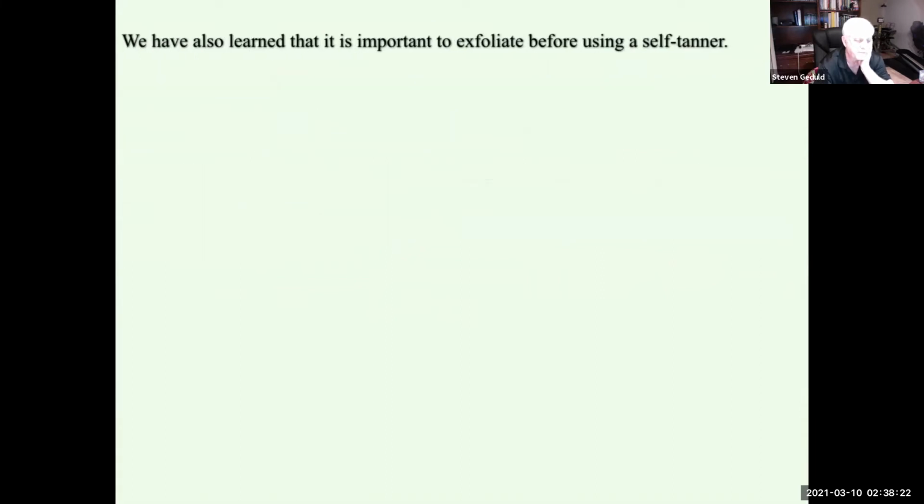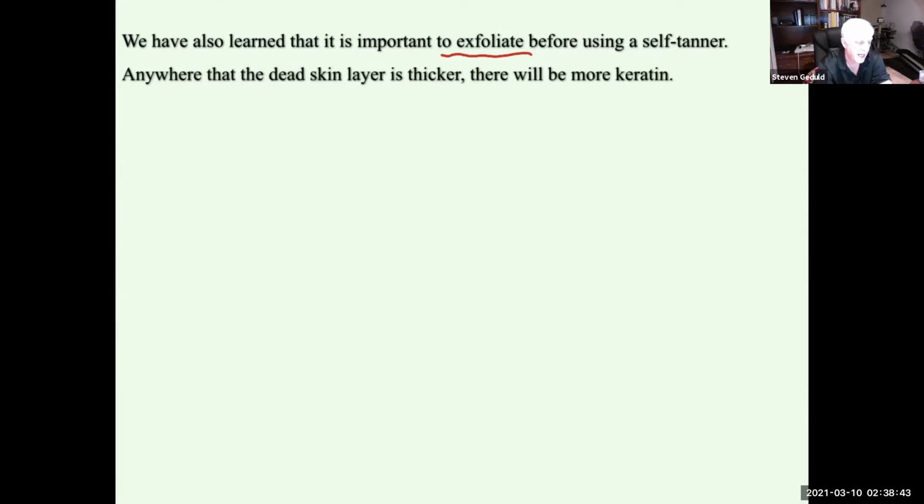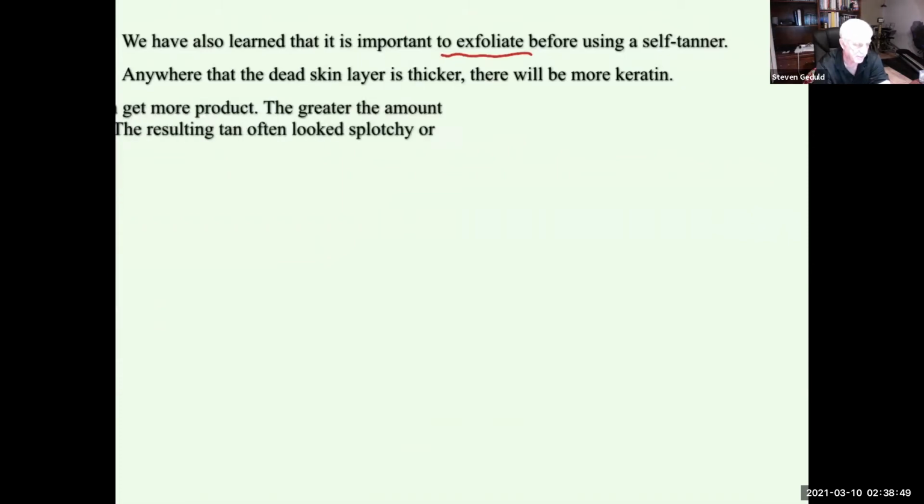If you do it, you exfoliate before using a self-tanner. Think about why. You want to get the top dead layer off so it bonds better to the stratum corneum below that. So exfoliate, get the top layer off. That way your tan is going to last longer if you do that before you put the self-tanner on. Anywhere that the dead skin layer is thicker, there will be more keratin. You get a deeper tan.